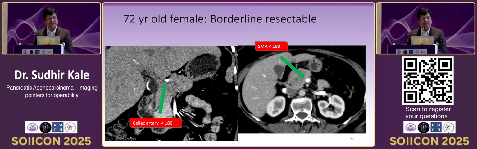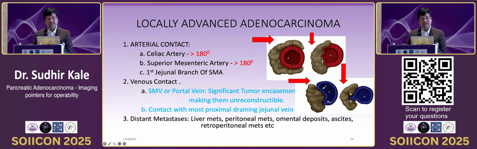You can see this other case, again here the celiac axis, you can see less than 180 degrees contact. You can see the upper part when you draw a horizontal line, so the contact is definitely around 150-160 degrees. And you can also see this is an SMA where again the contact is less than 180 degrees, right? So again this is another case of borderline resectable.